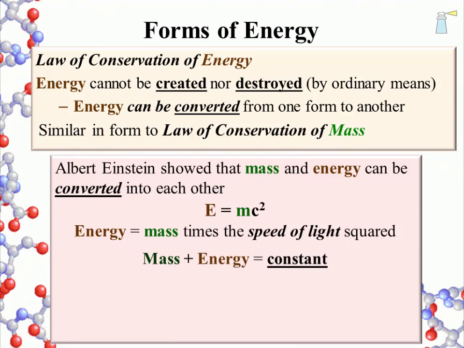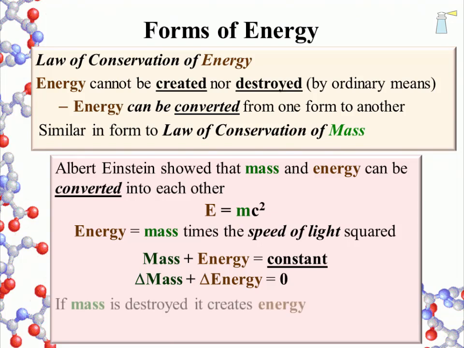Another way of saying this law is that the change in the amount of mass plus the change in the amount of energy is 0. There is no net increase or decrease in the total amount of mass plus energy. Therefore, if mass is destroyed, it creates energy. And if energy is destroyed, it creates mass. With a nod to Einstein, in this lecture, we will stay in the territory in which the law of conservation of energy holds for all conditions.